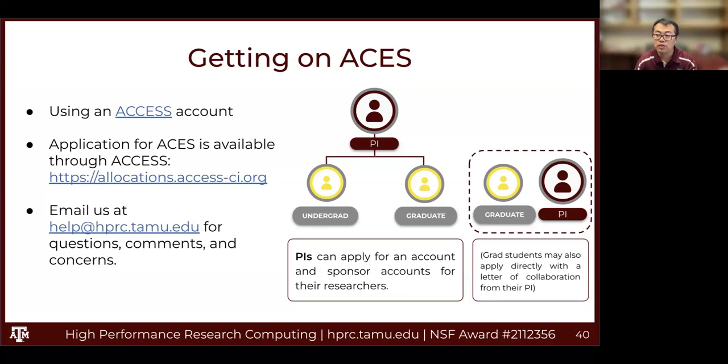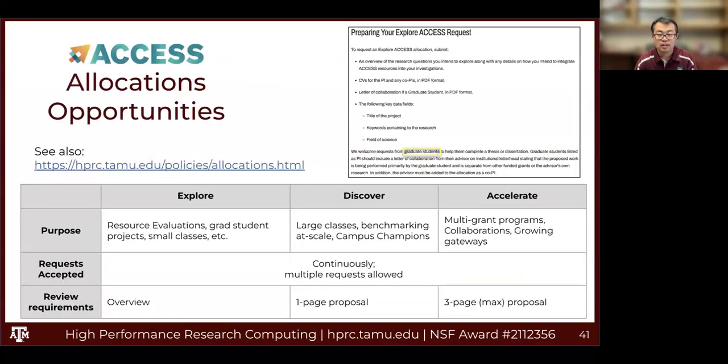But also Grace, as I said at the beginning, is specific to Texas A&M users. So as long as you have a NetID, we can let you get on the Grace cluster. So don't worry about that. And for ACCESS allocations, there are different opportunities, and we support 3 types of allocations here. The first one is called Explore. The second is Discover and Accelerate.